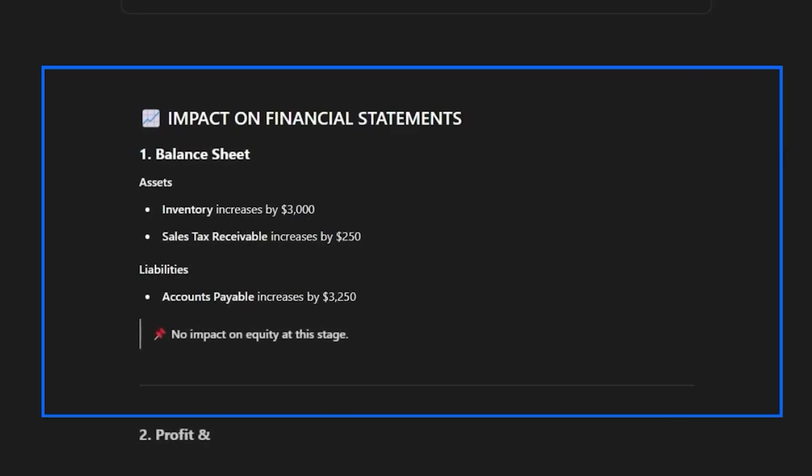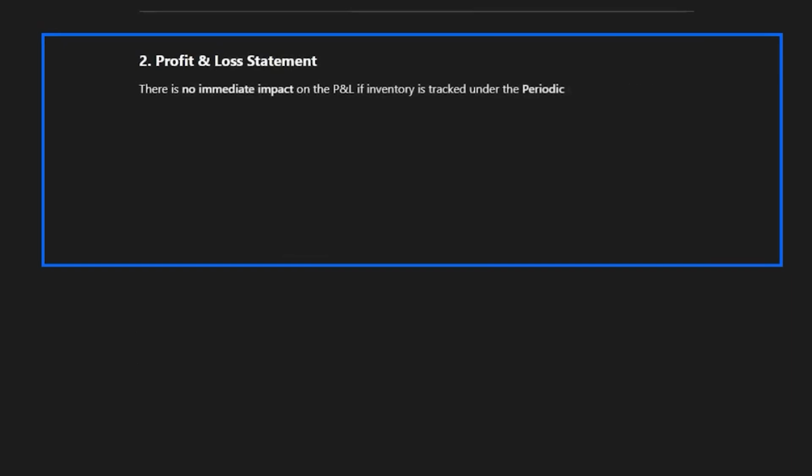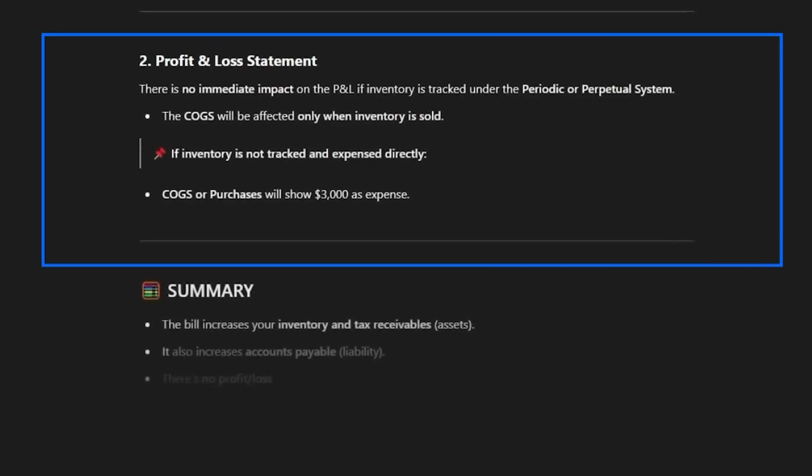Moving forward, ChatGPT breaks down the impact on the financial statements. It starts with the balance sheet, showing that assets increase because of the new inventory and tax receivable, and liabilities increase due to the outstanding amount payable. It then points out that the profit and loss statement isn't affected at this stage because the inventory hasn't been sold yet, so the cost hasn't been recognized. That'll happen later as cost of goods sold.